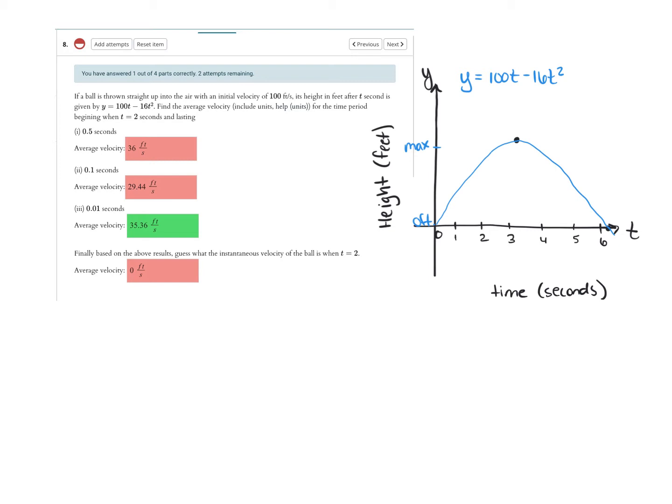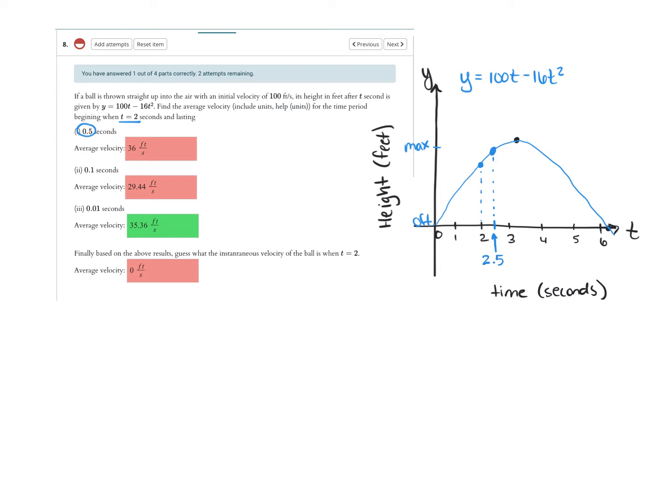And it tells us to take a look at the average velocity for the time period beginning when t equals 0. And then let's take a look at the first one, lasting 0.5 seconds. So if we start at t equals 2, then that means that the point that we're looking at is this point here when t equals 2. And if it lasts 0.5 seconds, then that means we want to know what is the height after 2.5 seconds, right? Because 0.5 seconds after 2 seconds is 2.5 seconds. So that means we're looking at this point up here.